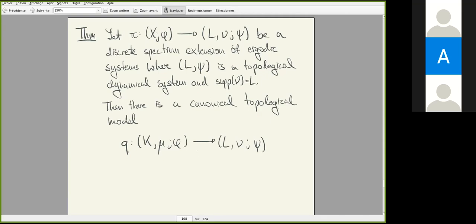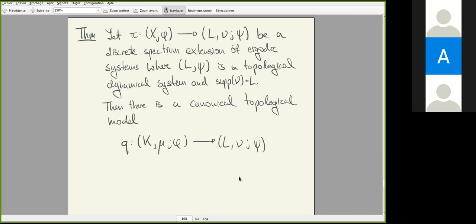So if you have a discrete spectrum extension of ergodic systems, and you already know that the system at the bottom is a topological system, and the measure has full support, then you can find a canonical topological model, which is, again, isometric. I didn't write this here. Okay. So here it should say it is isometric. Sorry for that. And important, you can use the same base.